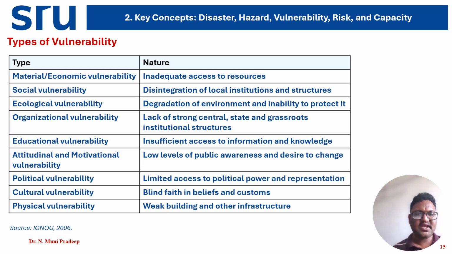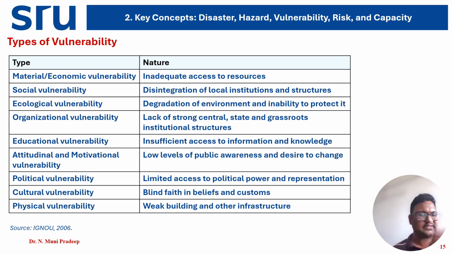The first one is material or economic vulnerability. I'll explain the type of vulnerability as well as the nature of that vulnerability. This vulnerability refers to an inadequate access to financial resources. So poor communities cannot afford strong houses, insurance or recovery assistance. So they are economically vulnerable. After a disaster, they take much longer to rebuild because they have no savings or assets to fall back on. So this comes under material or economic vulnerability.